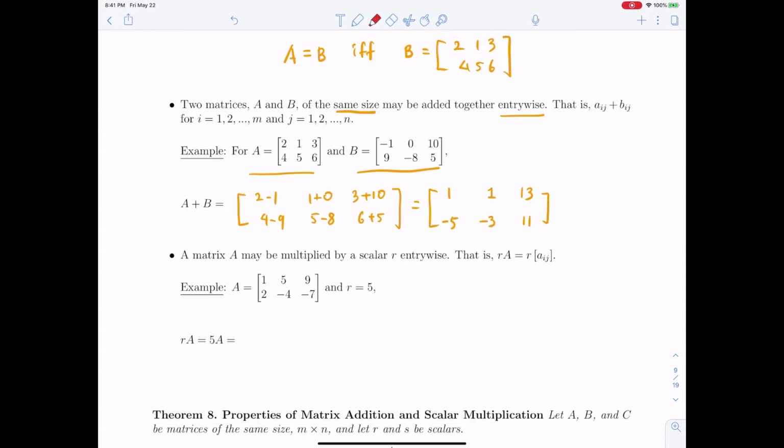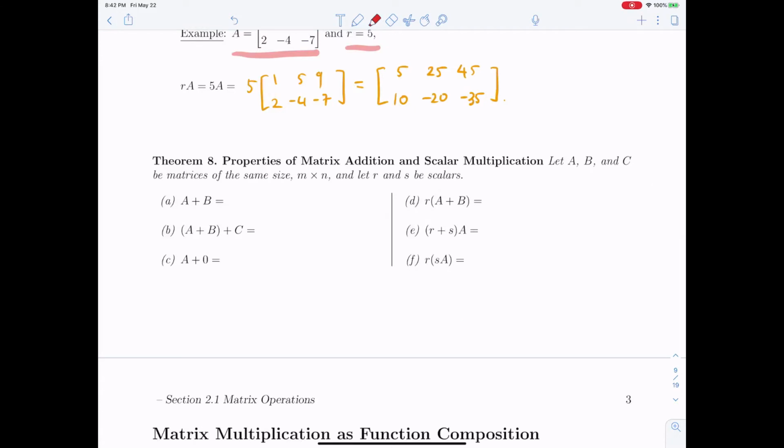You can also multiply a given matrix by any scalar. When you multiply a scalar into a matrix, you have to multiply the scalar into each entry. For example, if A is given by this and r equals 5, then 5 times A is 5 times 1, 5 times 9, 5 times 2, and so on, which gives you 5, 45, 10, negative 20, and negative 35. And there are several properties of matrix addition and scalar multiplication.